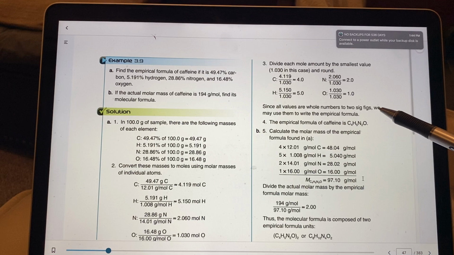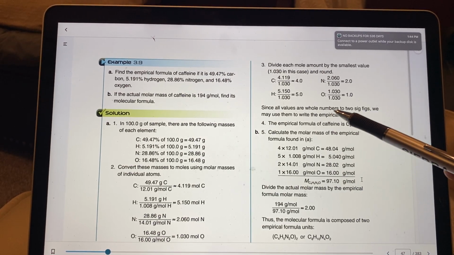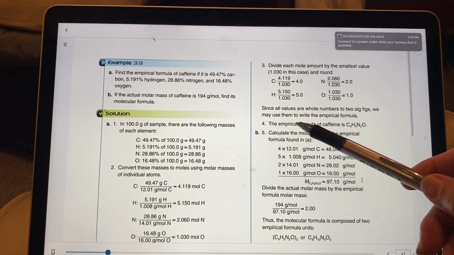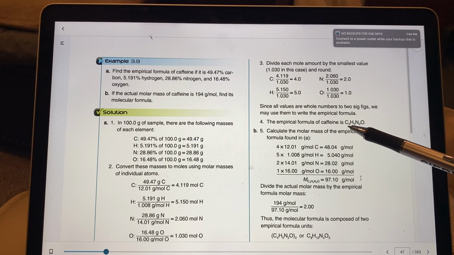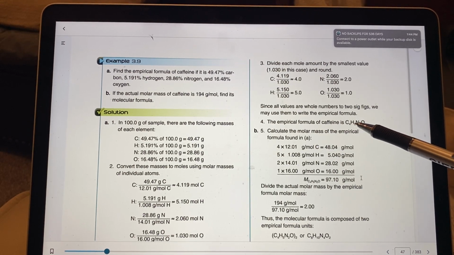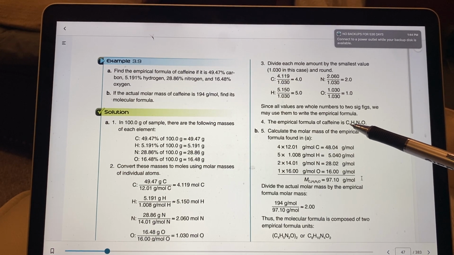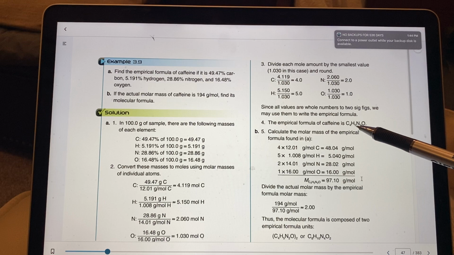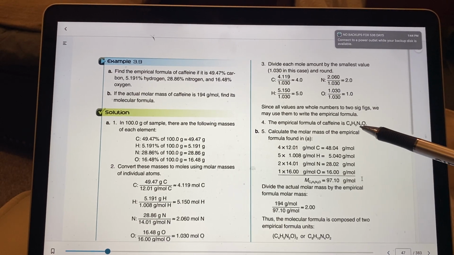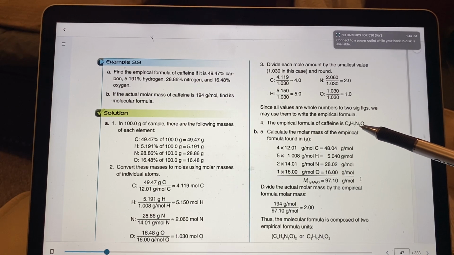Since all the values are whole numbers to 2 sig figs, we can use each one of these whole numbers and write the formula. So how do we write the formula? Well, we can put down C H N 2. C is 4, so put a little subscript 4. Hydrogen is 5. Nitrogen is 2 with a little 2 by it. And oxygen is 0. Okay?